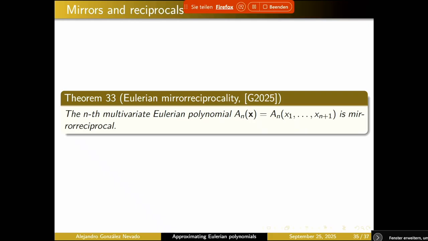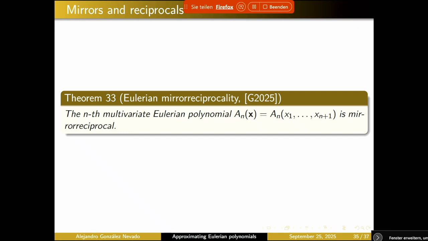Now, if you have more variables, you are now looking at this root here, right? So you are interested in knowing if there is also some kind of symmetry inside these polynomials that allows you to do something like that. And in fact, there is a symmetry. As these polynomials are less studied, this symmetry is new.